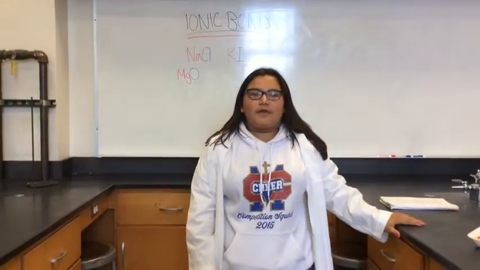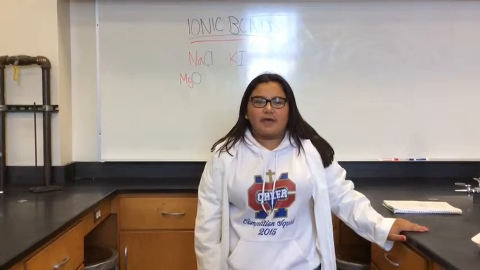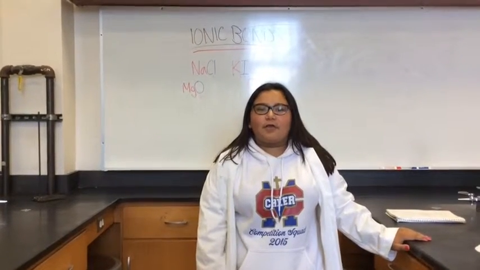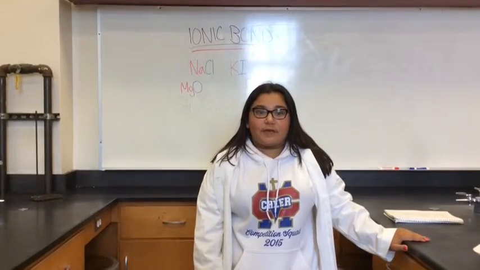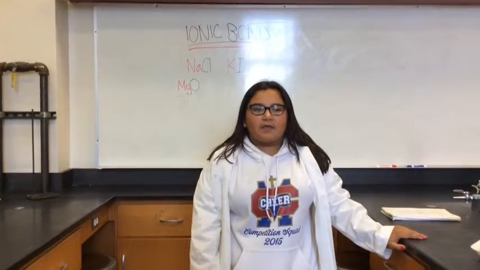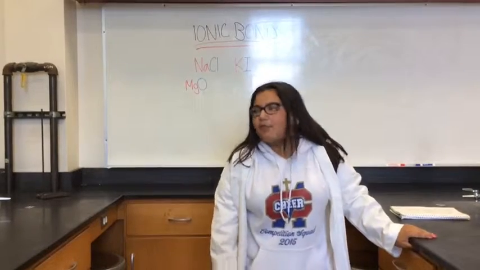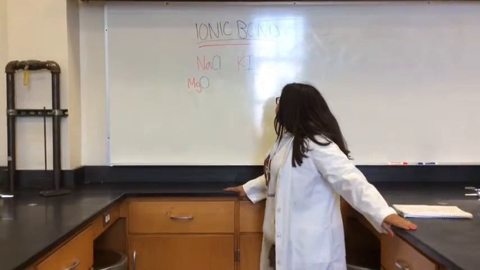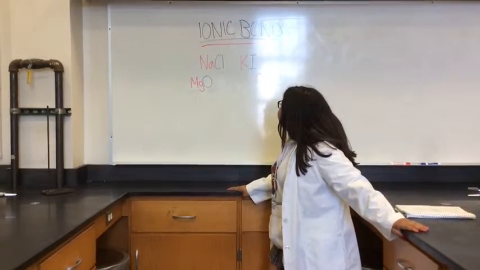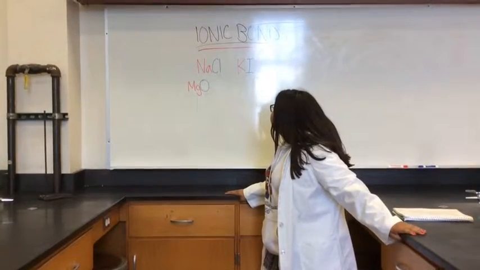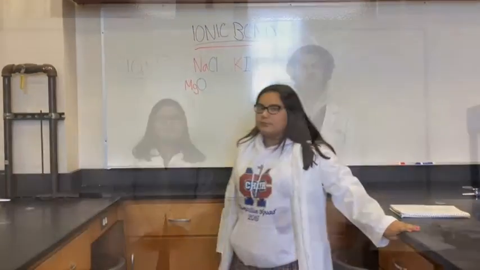Hey guys, you already got the rundown about covalent bonds. I'm going to teach you about ionic bonds. Ionic bonds are bonds that form between a nonmetal and a metal. To balance them, you do the crisscross method, and they'll end in IDE. Some examples are calcium chloride, sodium chloride, potassium iodide, and magnesium oxide.